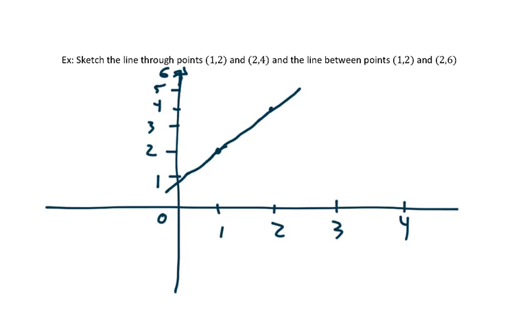Now, just to make the other line easier to see, I'm going to use a different color. So let me use green. So we have 1, 2, and we have 2, instead of 4, we have 2, 6. So here's the other line.